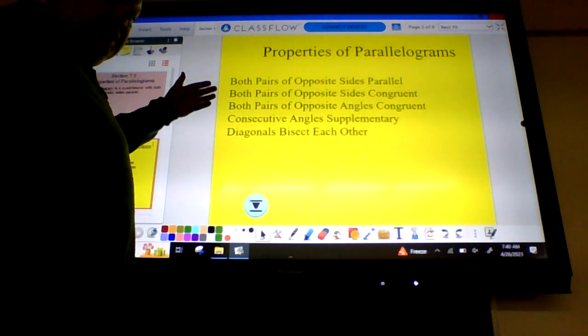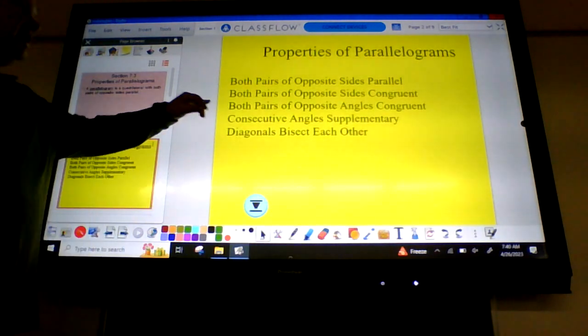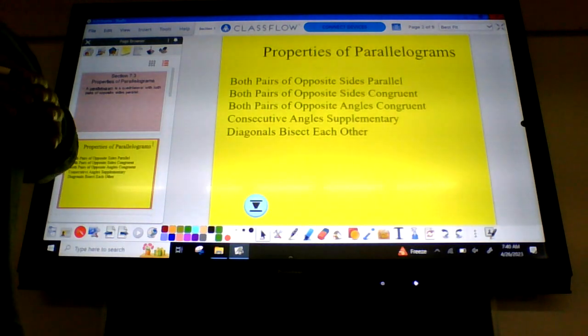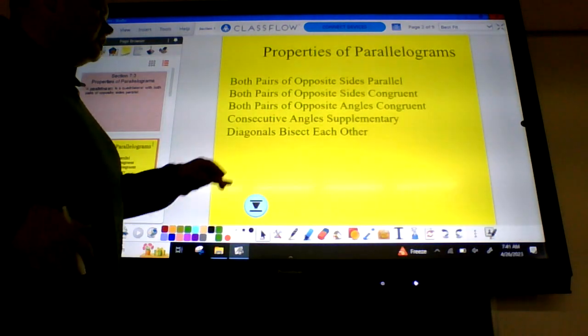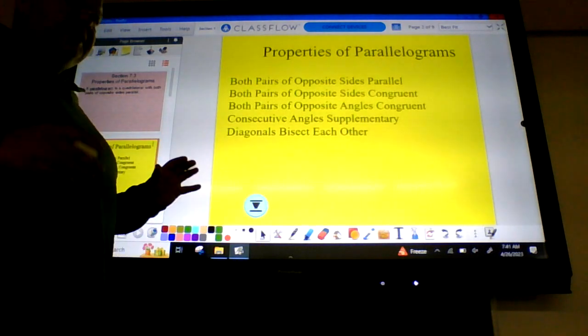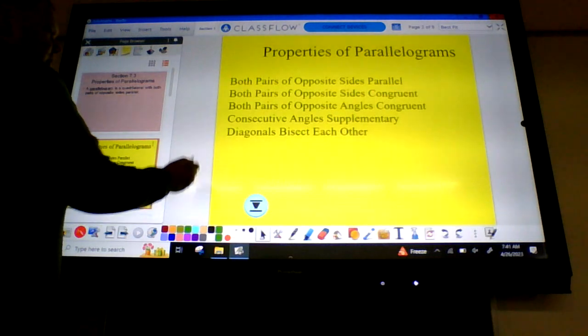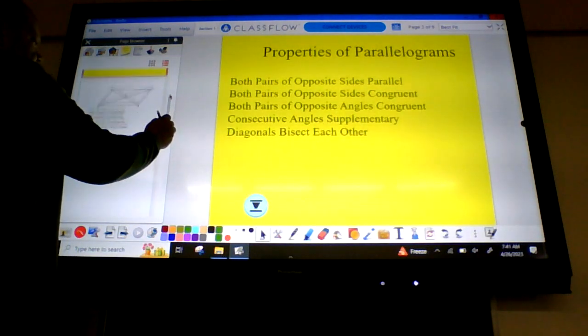This is opposite sides parallel, opposite sides congruent, opposite angles congruent. In other words, anything that's across from each other within a parallelogram is going to be the same. Your consecutive angles are supplementary. The reason for that is that they're same-side interior angles. We'll take a look at that when we get to the picture. And our diagonals bisect each other as well.